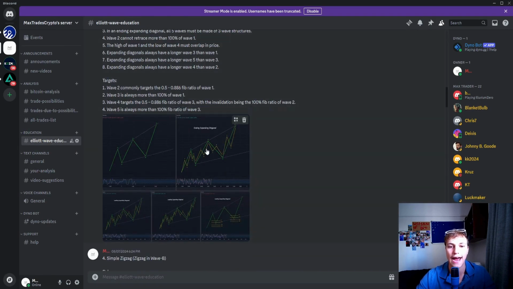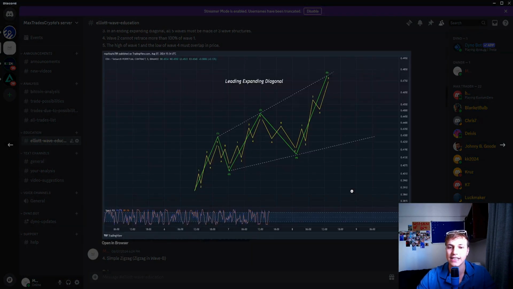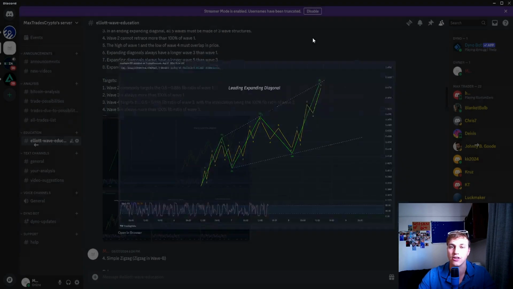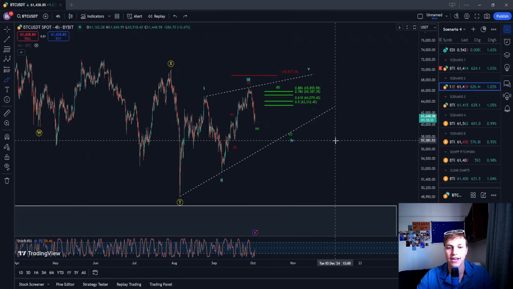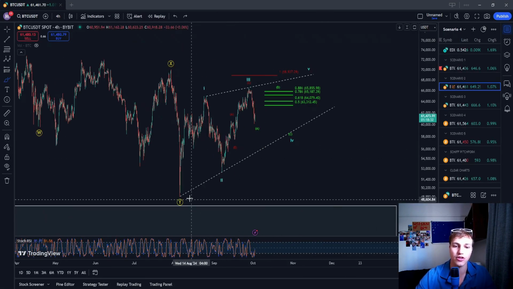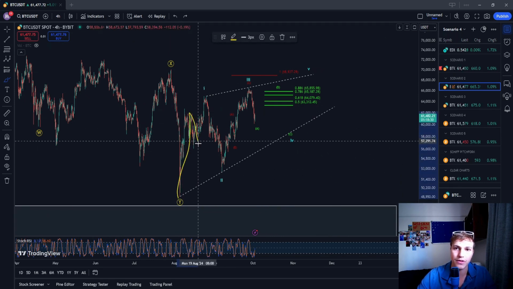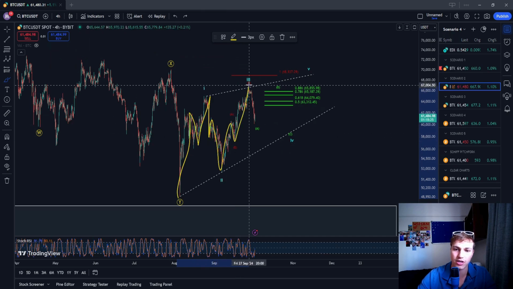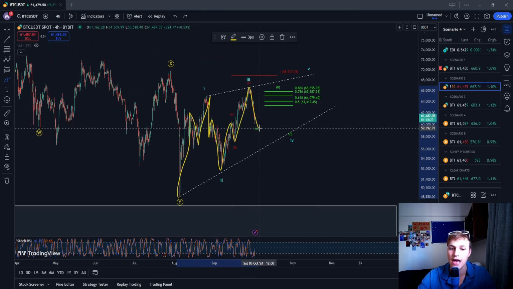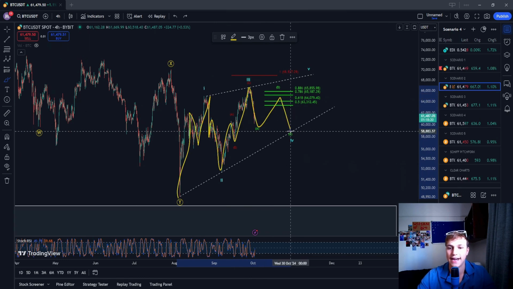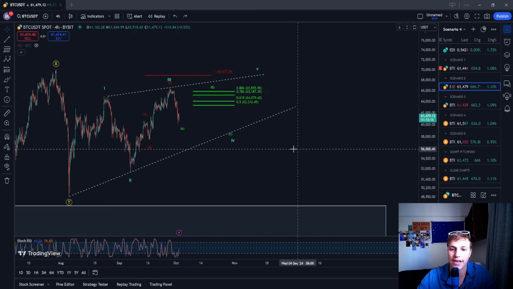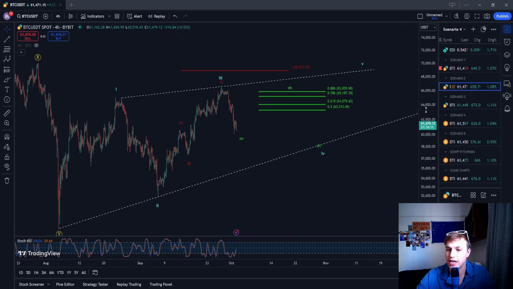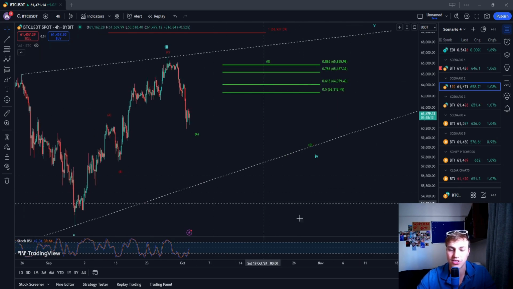Or we can look for an expanding diagonal, a leading expanding diagonal, which is quite rare, so we don't always look at this, but this would be the move in an expanding diagonal. But at the moment we can see this playing out as a leading diagonal. You can see here a B, C, A, B, C, A, B, C marked out on the chart, and now we are seeing an A, possible B about to form, and a wave C. That is the move that I'm looking to capture in this next while for this scenario.